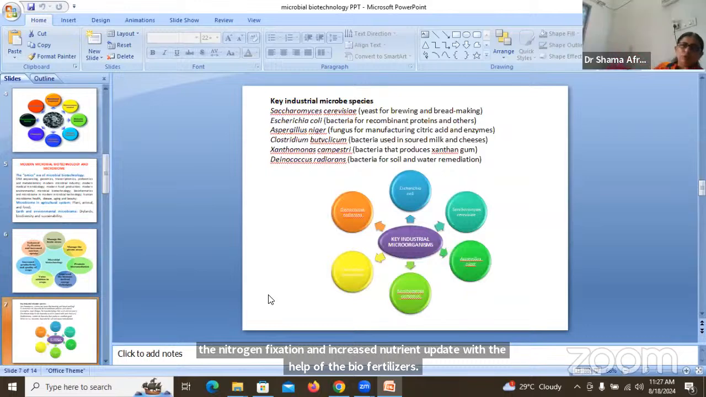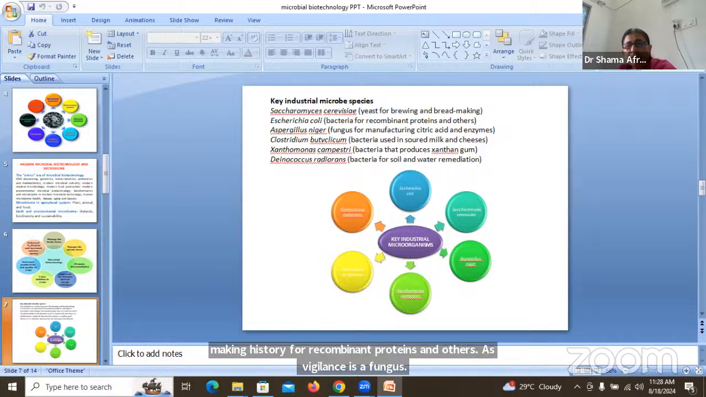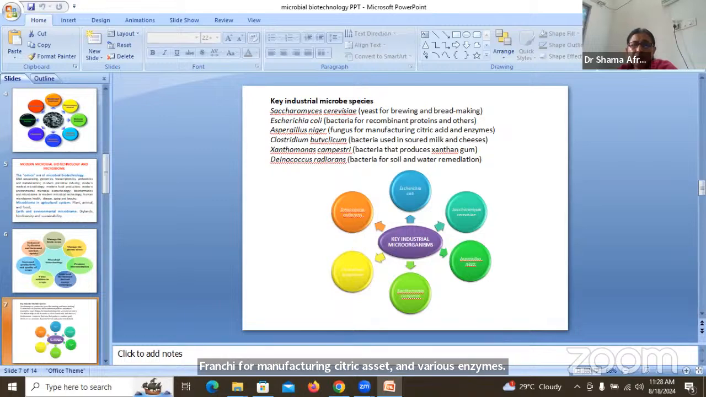Now coming to the main motto, that is, what are the microorganisms? If we look back at history, these microorganisms were used in production, for example yeast in the production of wine, bread, etc. The key industrial microorganisms are Saccharomyces cerevisiae, which is used for brewing and bread making; Escherichia coli for recombinant proteins and others; Aspergillus niger, a fungus for manufacturing citric acid and various enzymes; Clostridium botulinum, a bacterium used in soy milk and cheese; Xanthomonas campestris, the bacterium that produces xanthan gum; and Deinococcus radiodurans, a bacterium for soil and water remediation.